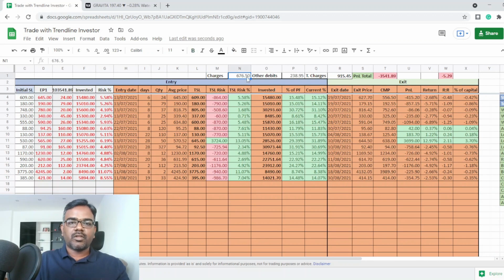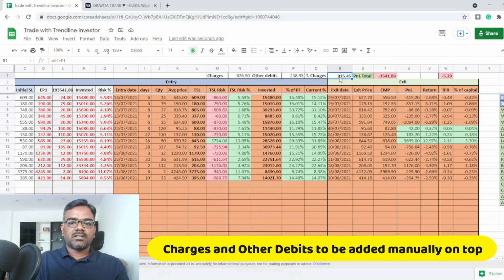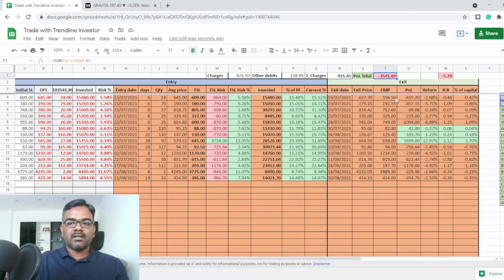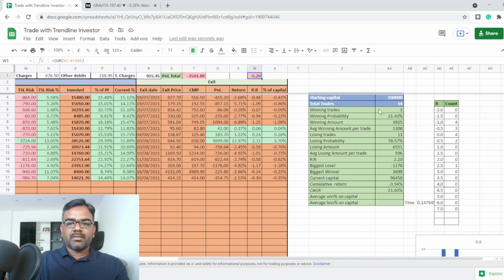Zerodha has two sections in the P&L. One is charges and one is other debits. So you just put that here, and then you get your overall charges. This is nothing but this plus this, and then you have the P&L here, right? So P&L is nothing but the sum of all this minus your charges, and then you have total RR. Okay, and this is just some numbers.